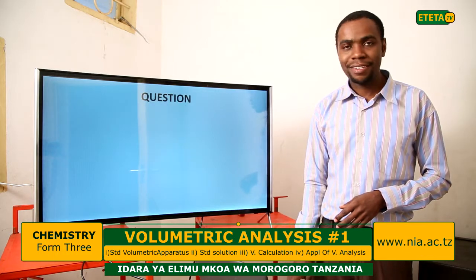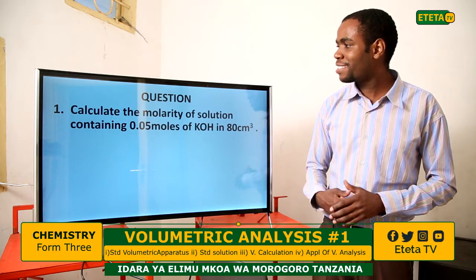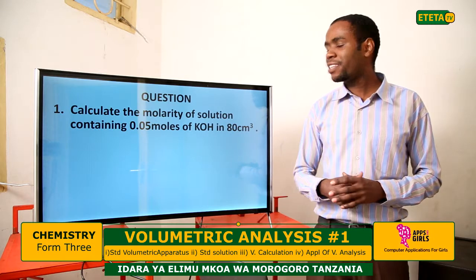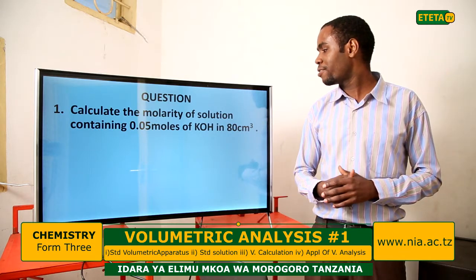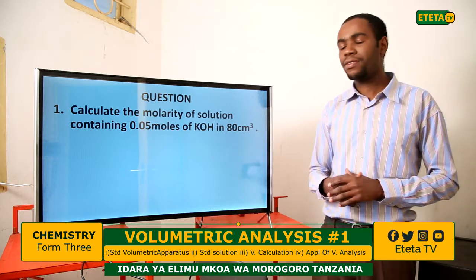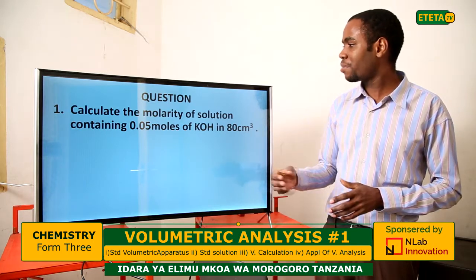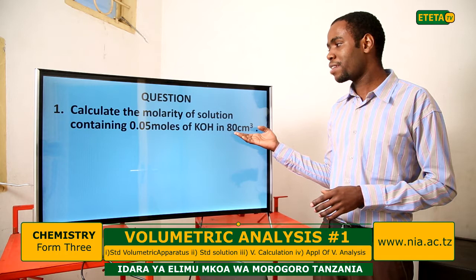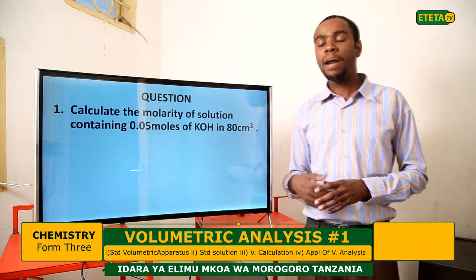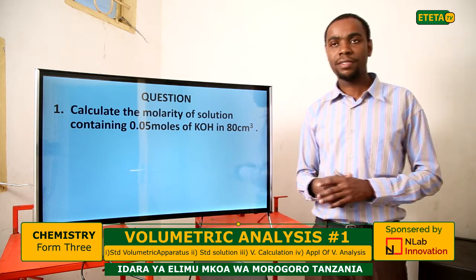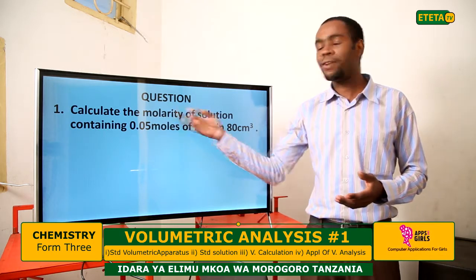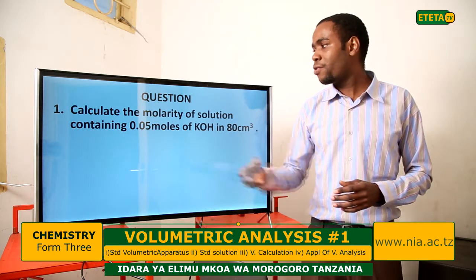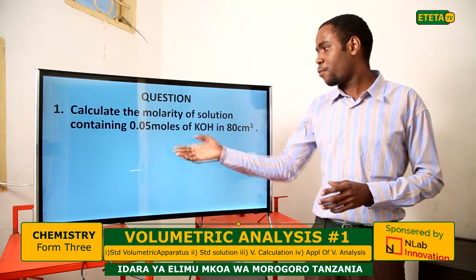Now, question. The first question says, calculate the molarity of a solution which contains 0.05 moles of potassium hydroxide in 80 centimeter cube. Here, you have been given the volume, which is 80 centimeter cube. You must convert it to decimeter cube, and you have been given the number of moles, which is 0.05 moles. What is required here is to calculate the molarity. It's my hope that from the formula which I explained earlier, you can calculate the molarity of what you have been given here.